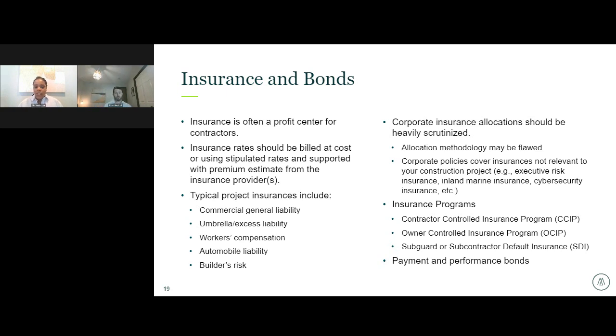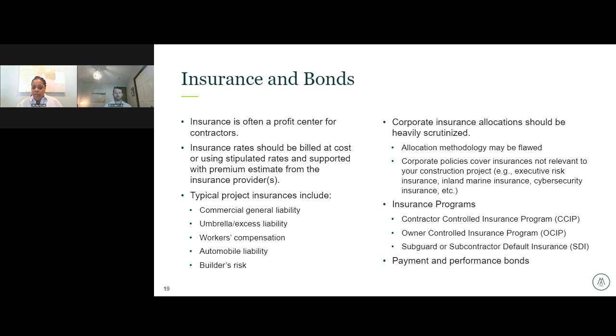Like I said, the allocation methodology may be flawed, and you really may end up covering insurances that aren't specific to your facility. So I've seen projects where you're paying for executive risk, so if something happens to their CFO, they've got insurance to cover that. Or cybersecurity attacks or incidents, you're paying for that. Or inland marine insurance when your project is in Kansas and you're not on the water. I've seen all of these things actually happen in reality.